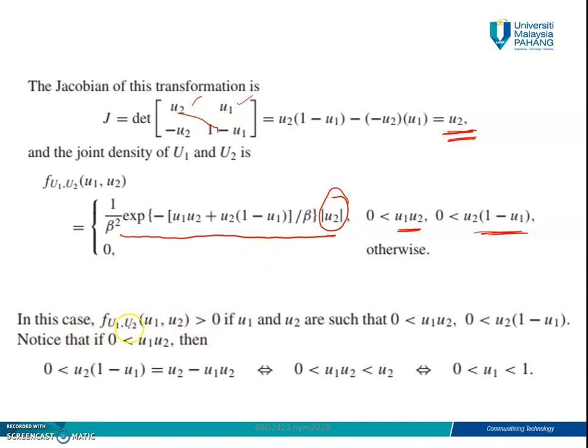So you can see that the joint density function for u1 and u2 is positive if u1 and u2 are such that u1 times u2 is greater than 0, and this one is greater than 0. Important: you have u1, u2 greater than 0. If you simplify this, you get this one. Then you can bring to the left and to the right. It is implied that u1 is between 0 and u2, and u1 is between 0 and 1.